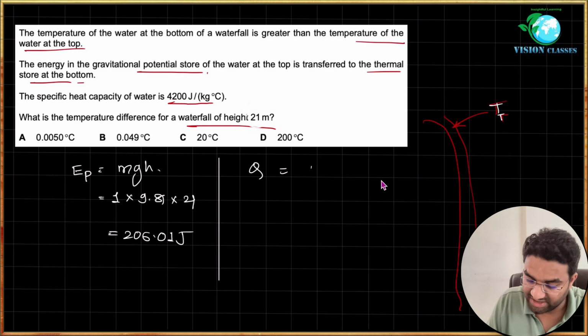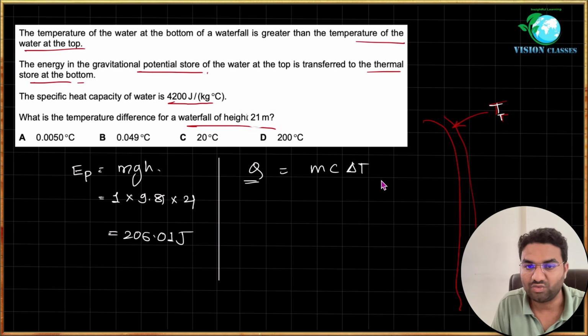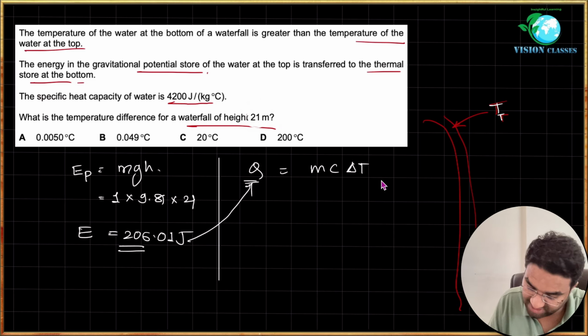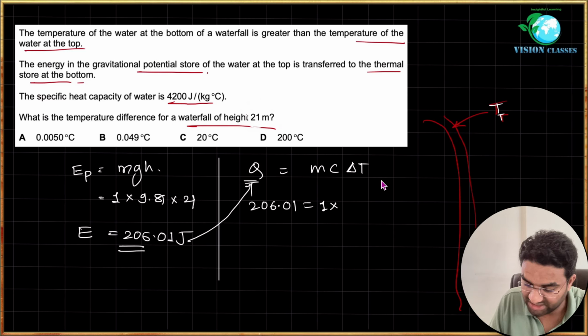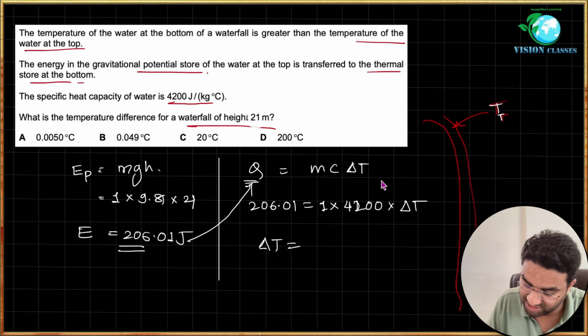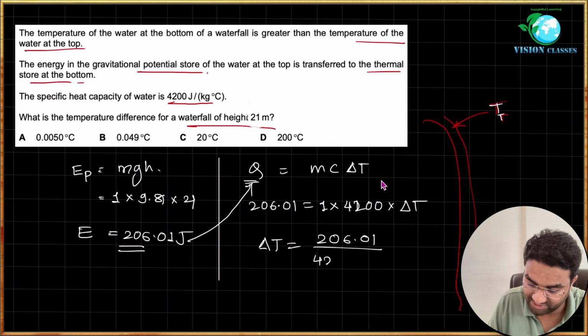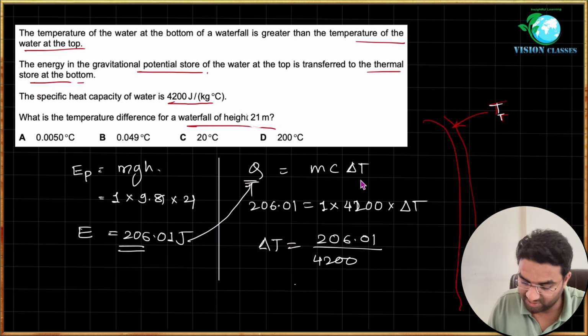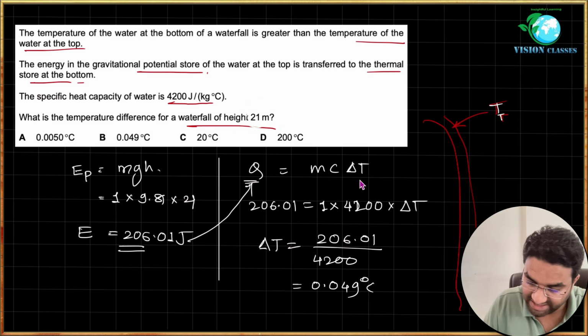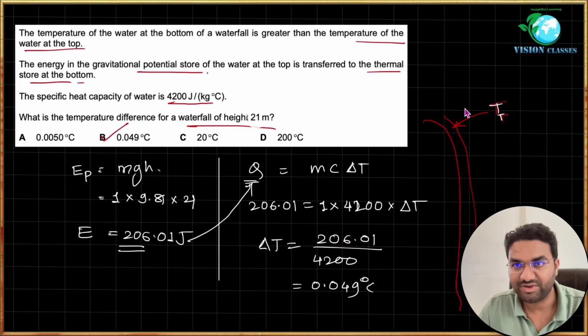Now we can use the same energy. Q is equal to mc delta T. Here Q is nothing but the energy we have just got. So 206.01 is equal to 1 times c, which is 4200, times delta T. Then delta T is equal to 206.01 divided by 4200, and we get approximately 0.049 degrees Celsius. And the correct answer is B. Getting it? I will explain it quickly once again: the energy stored at the top gives us the temperature difference, and that is what we have to calculate here.